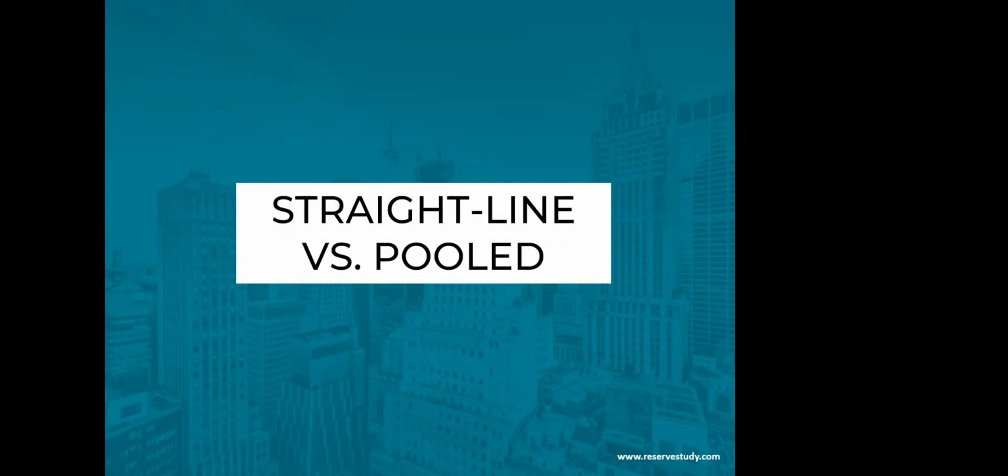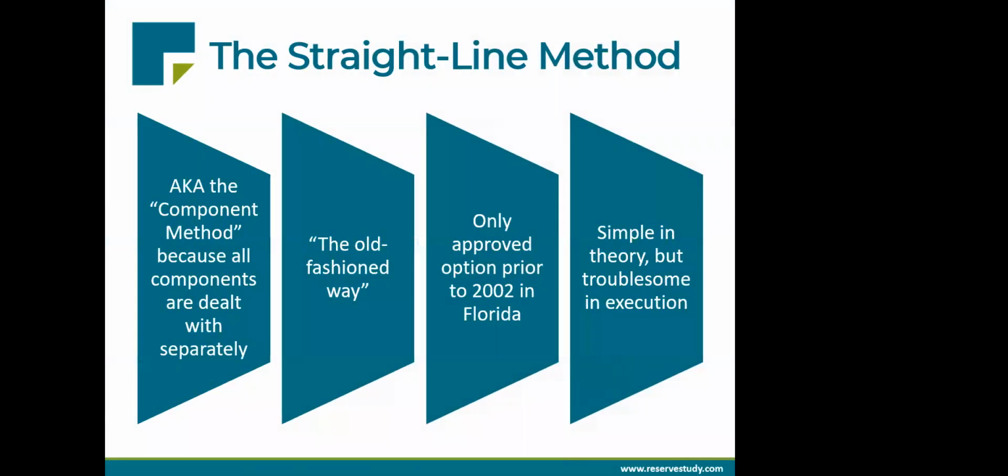Now I'm going to pick up here with the second portion of the class, maybe what a lot of you tuned in to hear about today, which is talking about the two ways that associations actually calculate reserve funding contributions. So the first thing I'm going to talk about is what we call the straight line method. The other term for this method is called the component method.